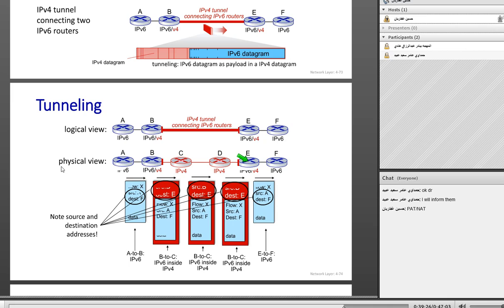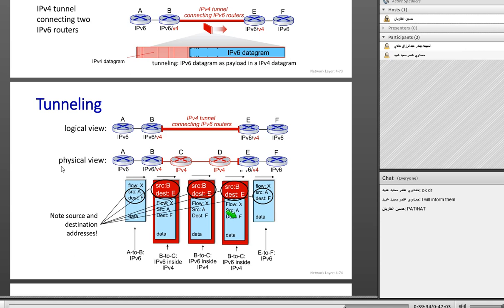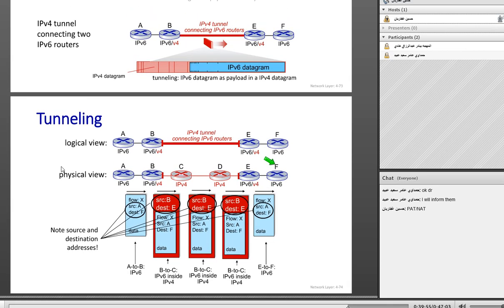Then this packet is sent over the network to the other end of the tunnel, and in E we can see the main packet, the IP version 6 packet, is extracted and forwarded into system E. Okay, this is the tunneling strategy. We have another strategy too, which we call dual stack.